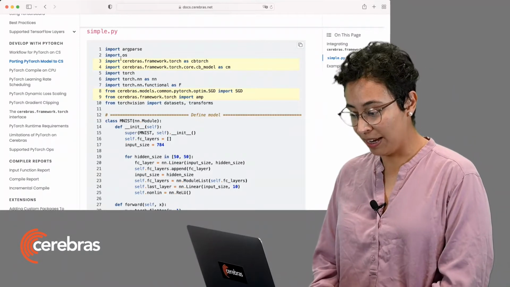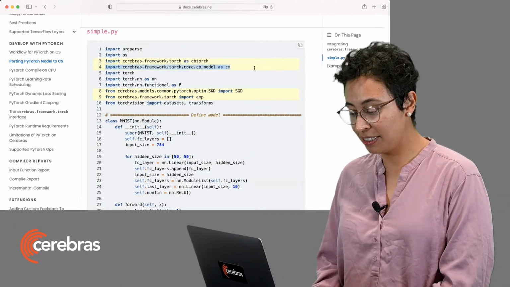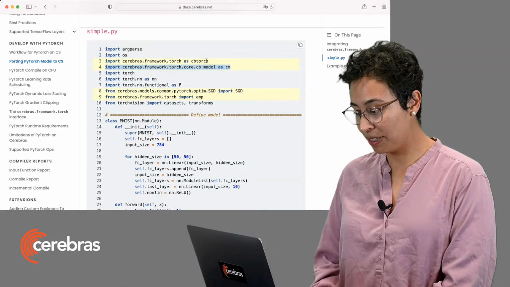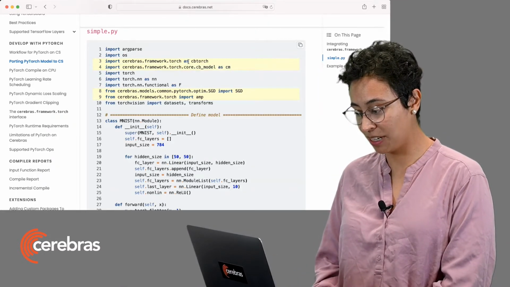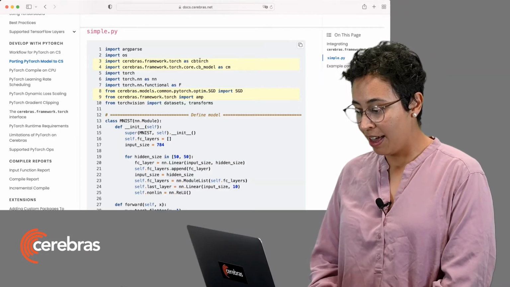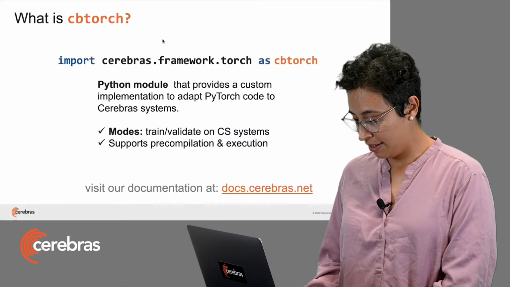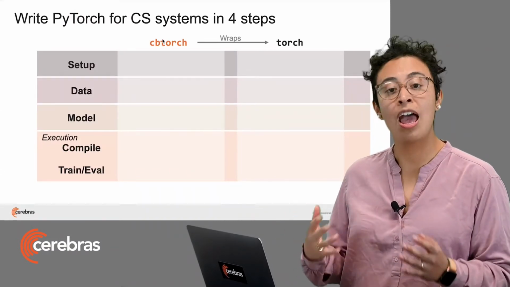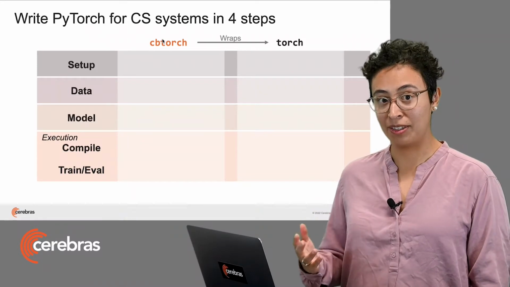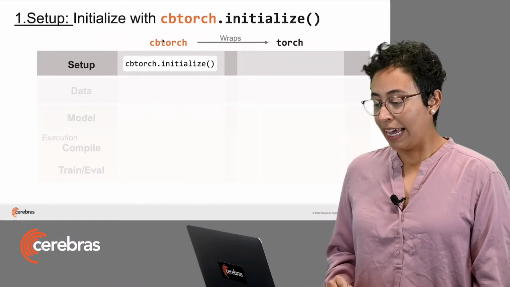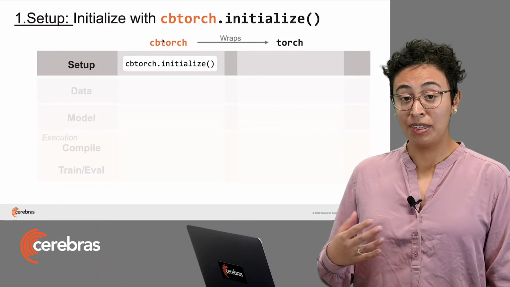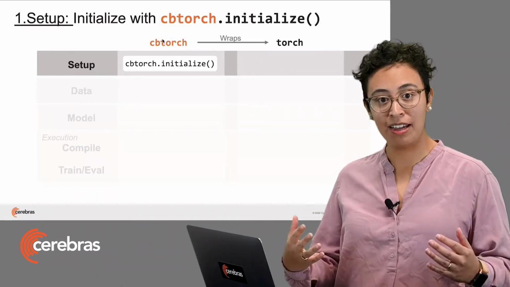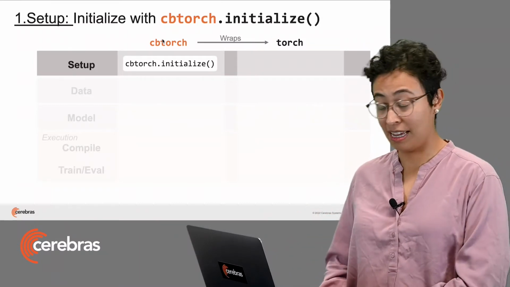In simple.py, you will find that the first instruction that we use is to import cerebras.framework.torch as CBTorch. Now let's go through our 4 different steps and let's see how CBTorch grabs different functions of PyTorch. The first step is to initialize: cbtorch.initialize. This function helps us to define what is the IP of our CS system.